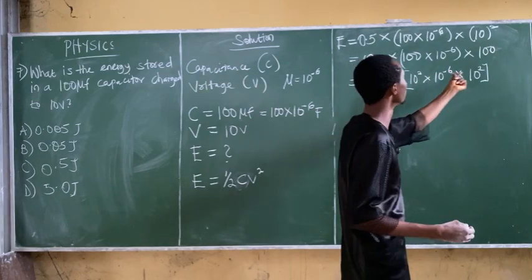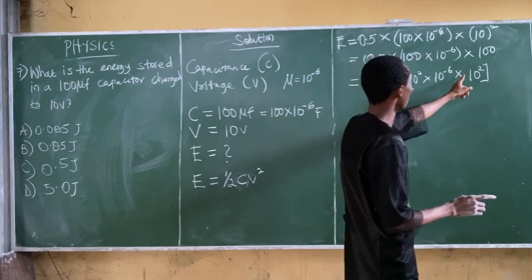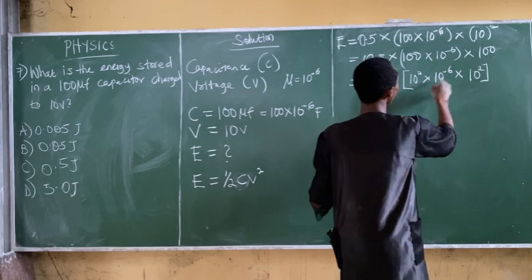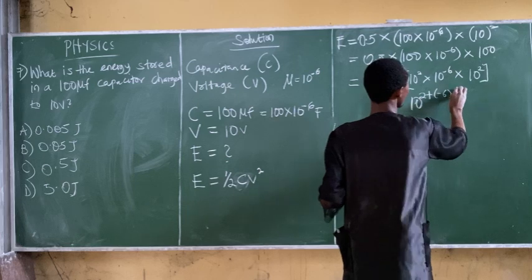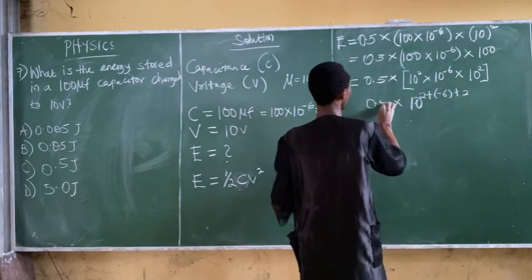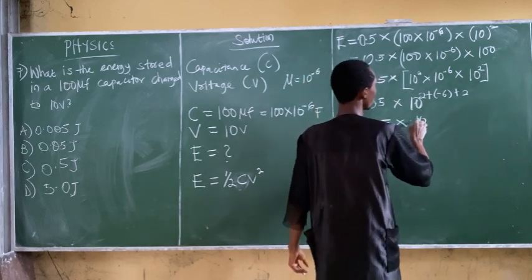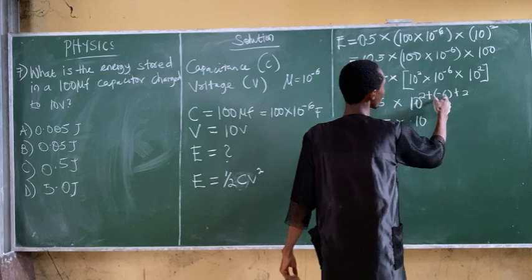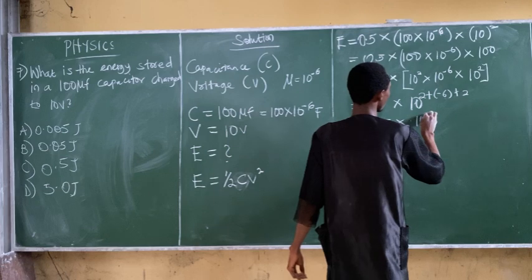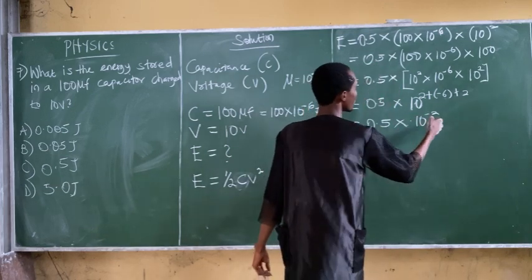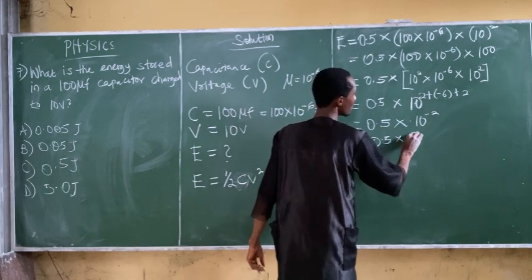When they have the same base, we pick one and we add the powers. You observe they are multiplying themselves, so we add the powers. If we pick one, we have times 10. Let's add the powers. We have 2 plus minus 6 plus 2. This is 0.5 times 10 raised to the power 2 plus minus 6, which gives us minus 4. Minus 4 plus 2 gives us minus 2. This is 0.5 times 10 raised to the power minus 2, which is the same thing as 0.5 times 0.01.